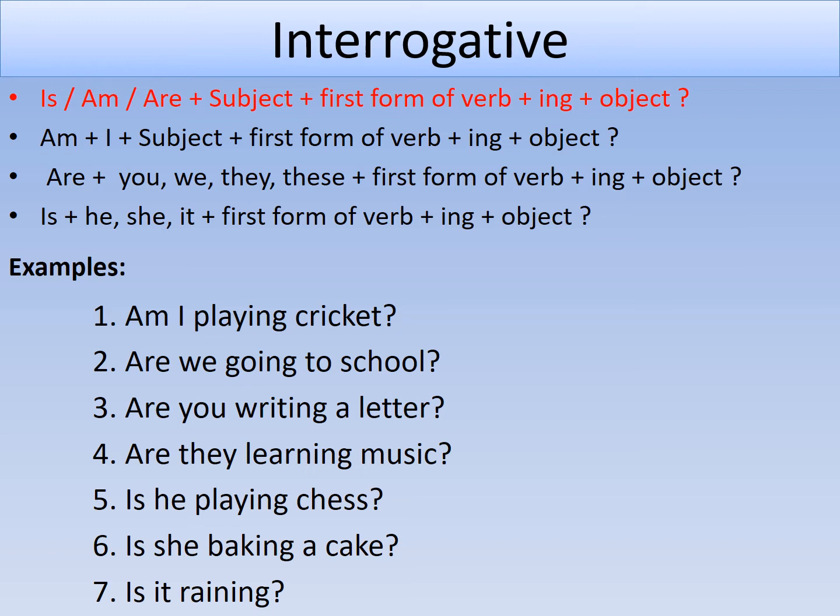And are plus you, we, they or these plus first form of verb plus ing plus object, and is plus he, she, it or a name of a person or thing plus first form of verb plus ing plus object, then question mark. Let's have a look at the example.